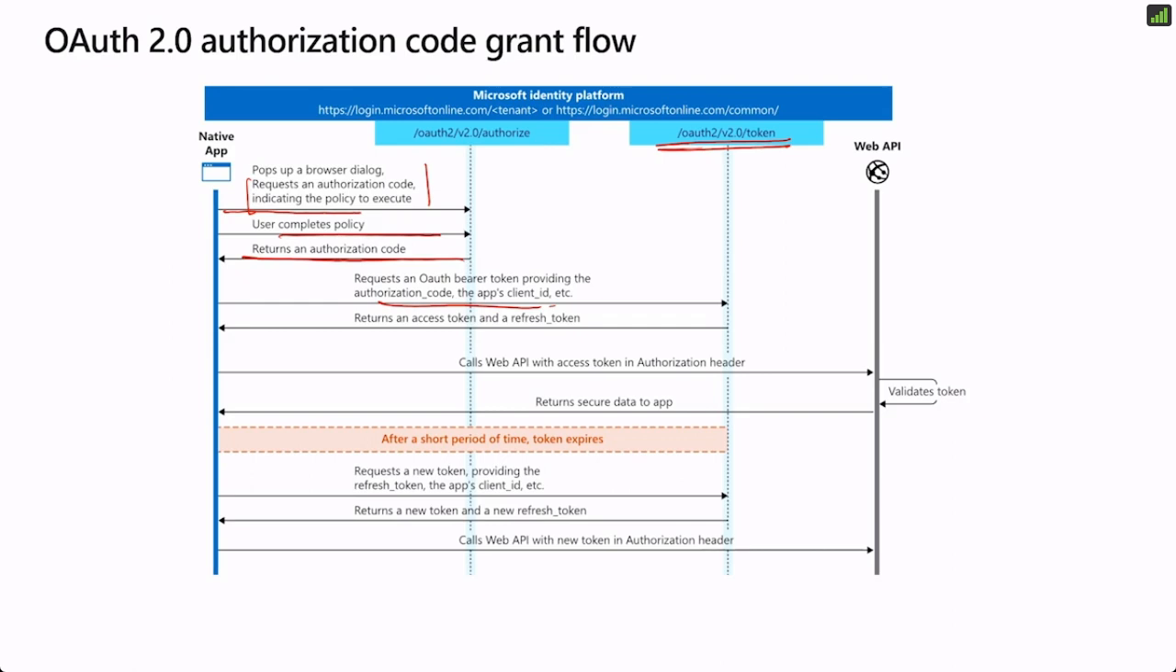A benefit of this flow is that the web app never sees your username and password. All the authentication happens over at Azure AD, and the application just gets the authorization code that's a result of that sign-in process. So this aspect of the auth code grant flow makes it very secure. Here you can see it returns an access token and a refresh token, which can then be used to call this web API that we have here. This is then going to validate the token and return that secure data that the application is requesting on your behalf.